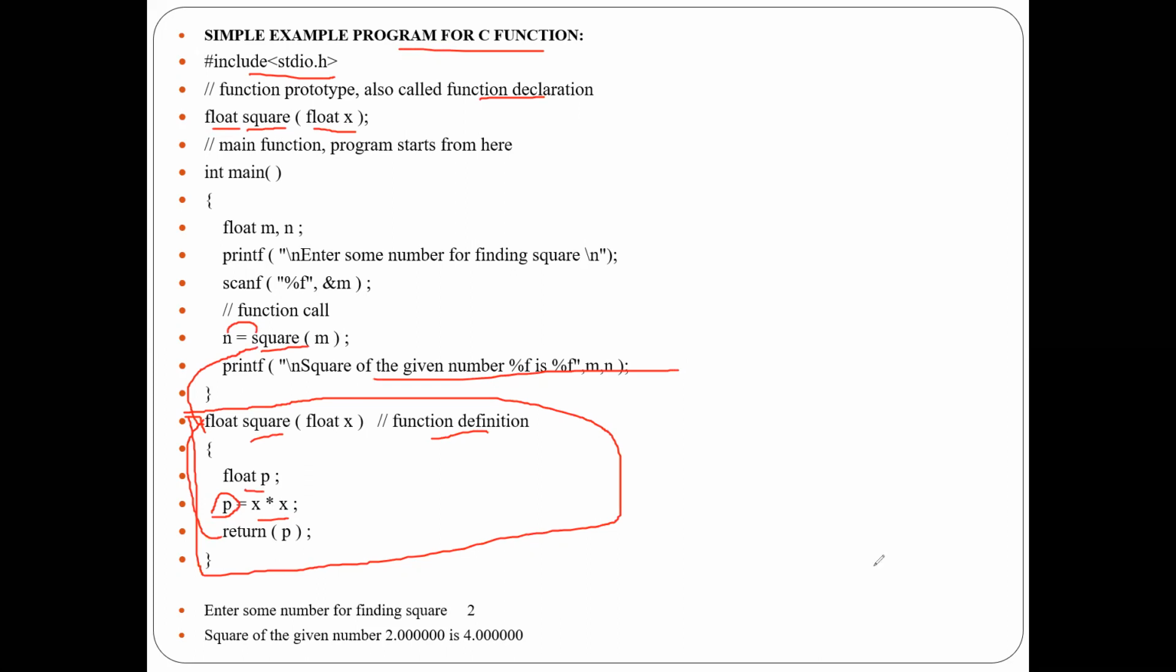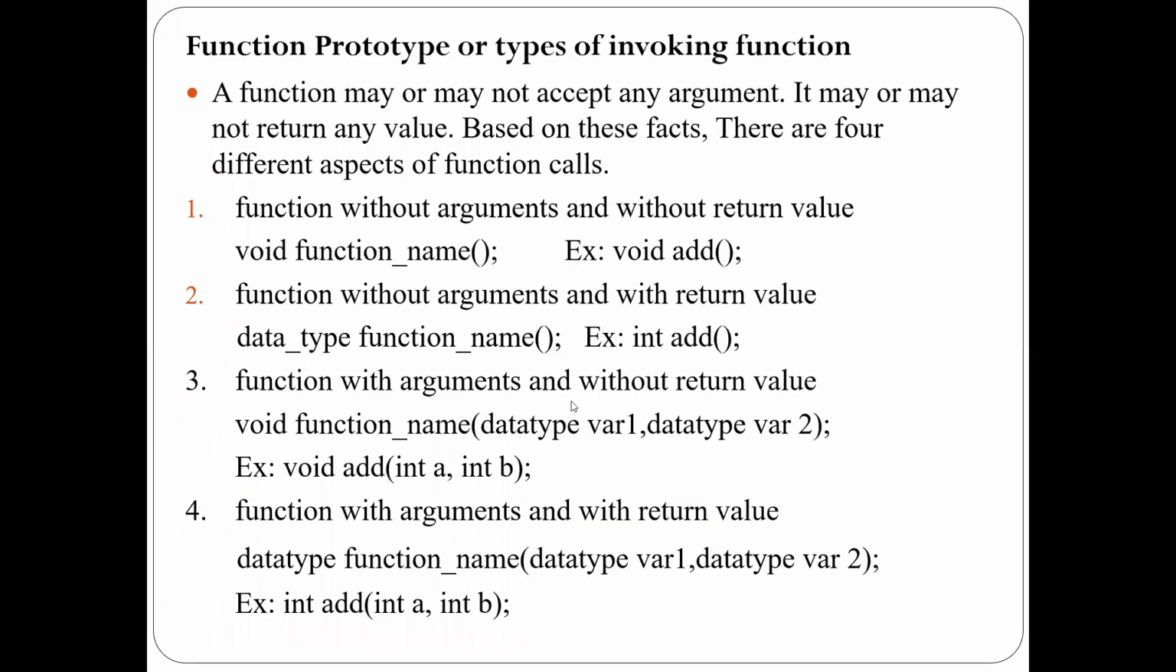And then the types of invoking the function. There are 4 types. One is here without argument and without return value, whenever the function is not having an argument and is not returning any value. And without argument and with return value: this function has no argument, but it is going to return an integer data type.